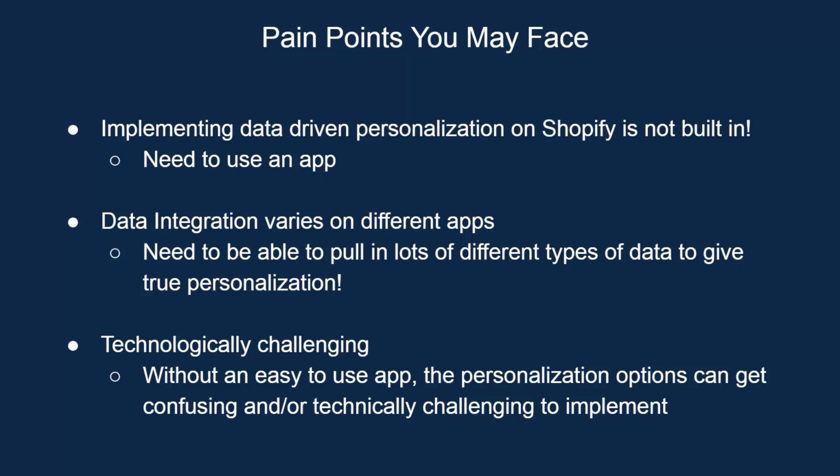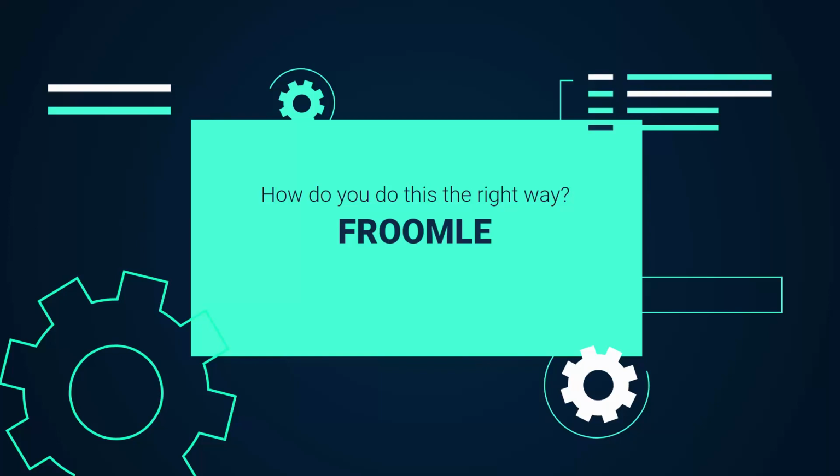And some apps can be technologically challenging, hard to get to work with all of your different themes and apps. But I'm going to show you how to do this the right way, and that is to use Froomle. You see the link directly below this video. I highly recommend them. I'm going to show you over the shoulder just how powerful they are. This is the easiest way and really the most powerful way to get personalization into your Shopify store with really just a few clicks of your mouse.